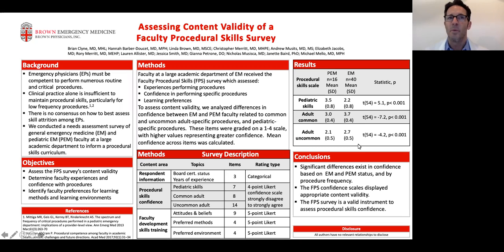So when the instrument behaves in this fashion, with significant differences in confidence based on pediatric and EM status and by procedural frequency, it suggests that the instrument is behaving appropriately in terms of content validity. The faculty procedural skills survey also is useful, we think, for a broader application. And so the next steps in this project are to get multi-center input so we can generalize our outcomes.